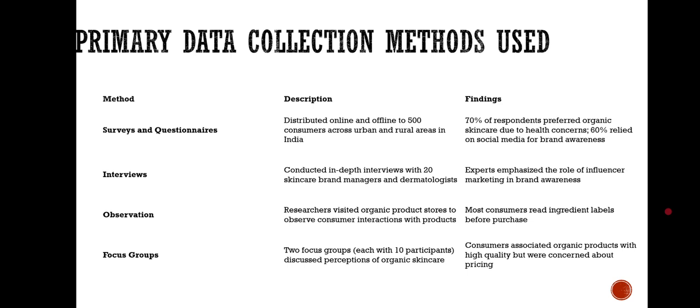By observation method, the researcher visits organic product stores to observe consumer interactions with products, and the finding from the observation method is that most consumers read ingredient labels before purchase. And another method we use for collecting data is focus group, where two focus groups, each with 10 participants, discussed the perception of organic skincare, and consumers associated organic products with high quality but were concerned about pricing. These are the findings by using the different primary methods for data collection.